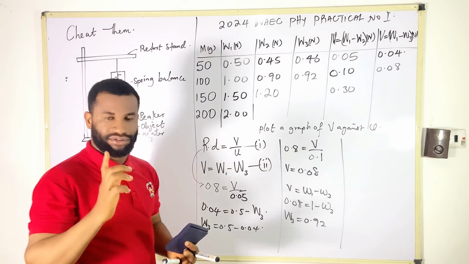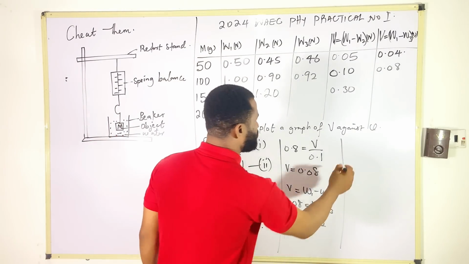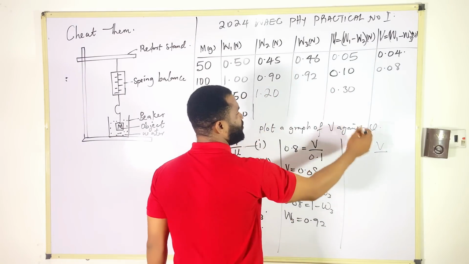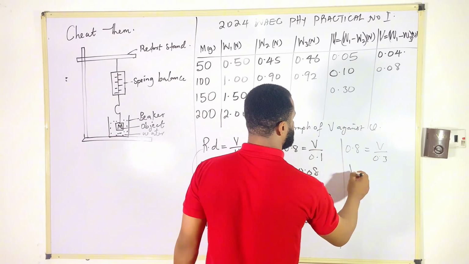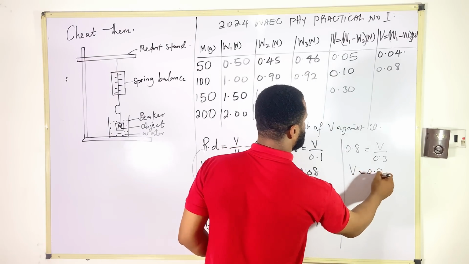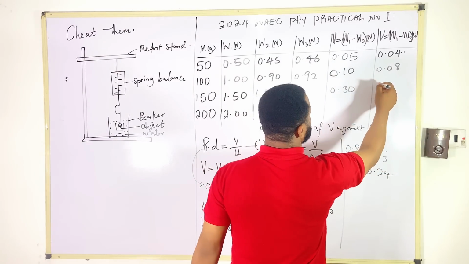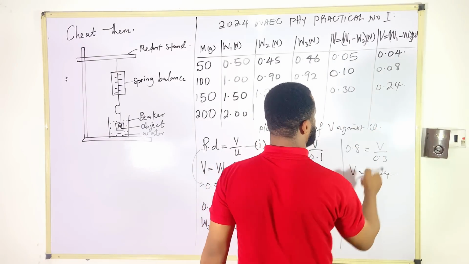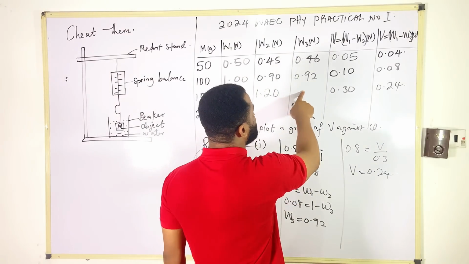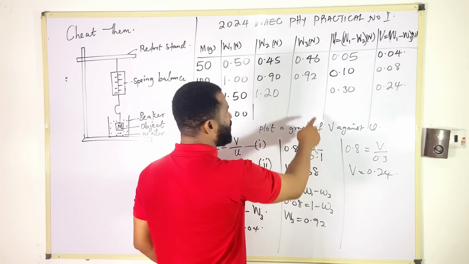I must maintain those considerations. So I'm going to say 0.8 is equal to V all over U, where U is 0.3. V is going to be 0.8 times 3, which is 24, so 0.24. Go here and write 0.24. Now, when I have 0.24, I will now find this. How do I find this? How do I get this value?